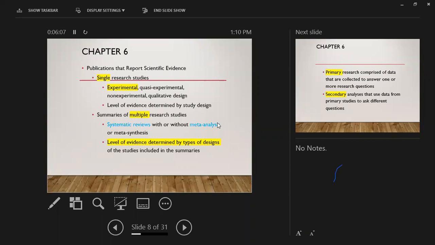Okay, if you choose a single original research article, experimental, you should have some control. You have a control group and intervention group. You should place participants randomly, and the independent variable, usually it's an intervention, should be manipulated. If so, that's experimental. If one of the three is missing, it's quasi-experimental. Experimental study, that's level one study. Quasi-experimental, one of the three controls is missing, that means level two. We are going to talk about level one.